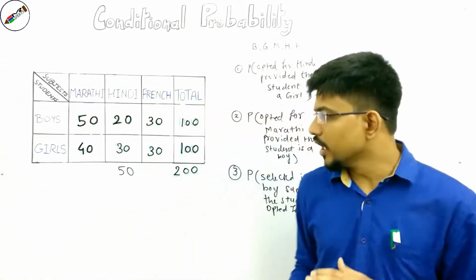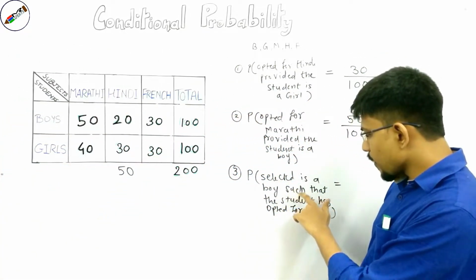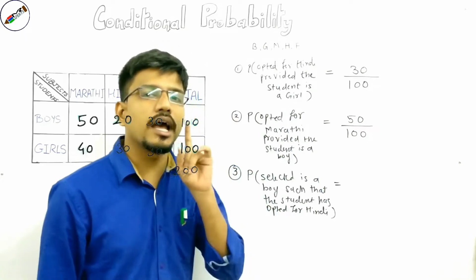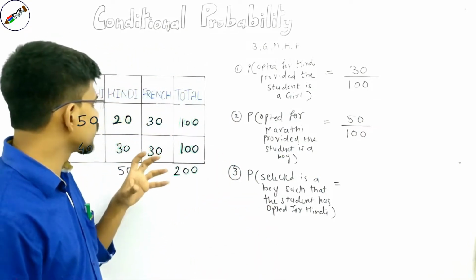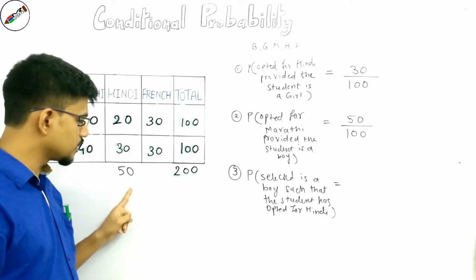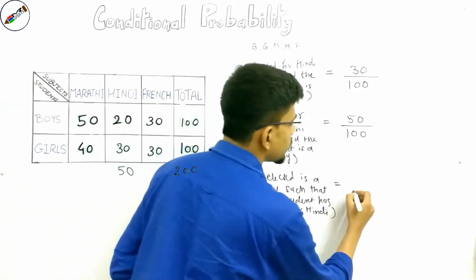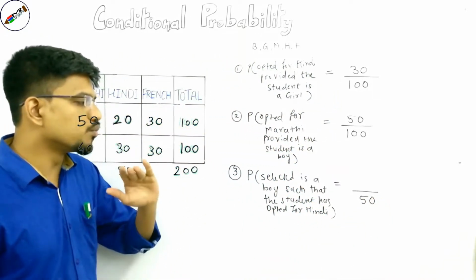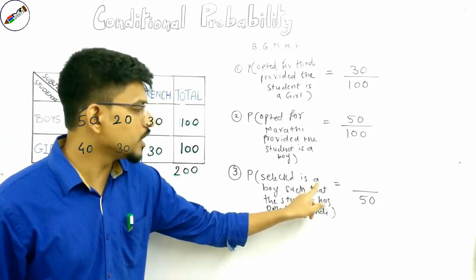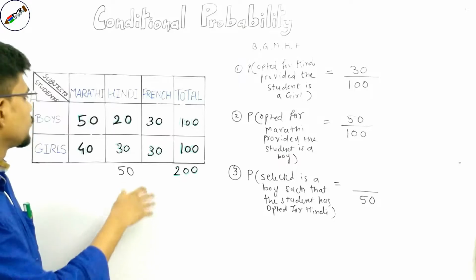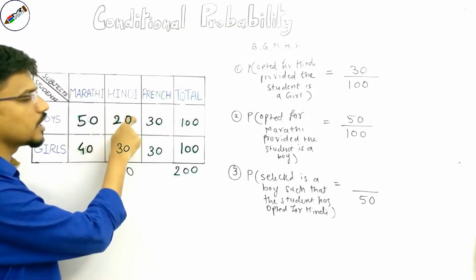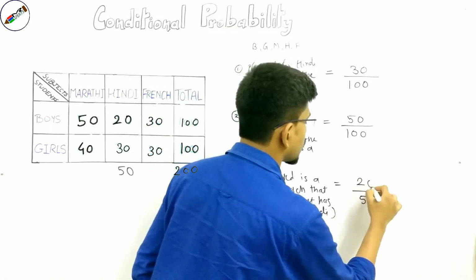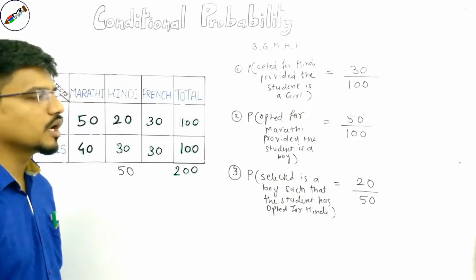Now how does that go? The condition given is provided that the student has opted for Hindi. It means the student selected has to be from Hindi. So your total number of students from which the selection would be done is nothing but 50. So in your denominator it has to come like 50. Now out of 50 students who have opted for Hindi, how many are boys? Now that is so simple. 30 are girls and 20 are boys. It means out of those 50, only 20 are boys. So 20 upon 50 is your answer.